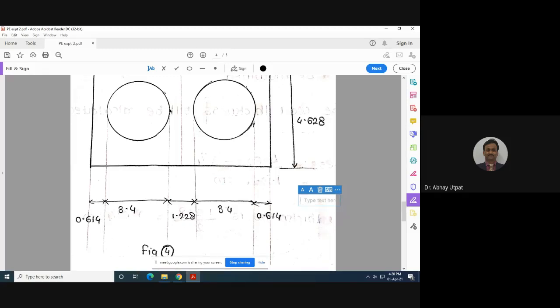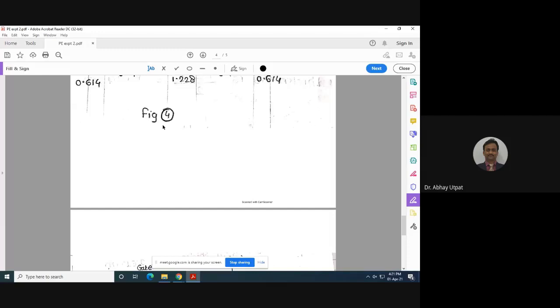So I repeat once again, in the constraint of 1.228, available distances are taken into consideration, and length of gate, width of gate, thickness of gate, length of runner, width of runner, thickness of runner, diameter of sprue and length of sprue are assumed and calculated, and you will get the final design as shown in the next figure. Now this is the top view, and now I will show you the side view.